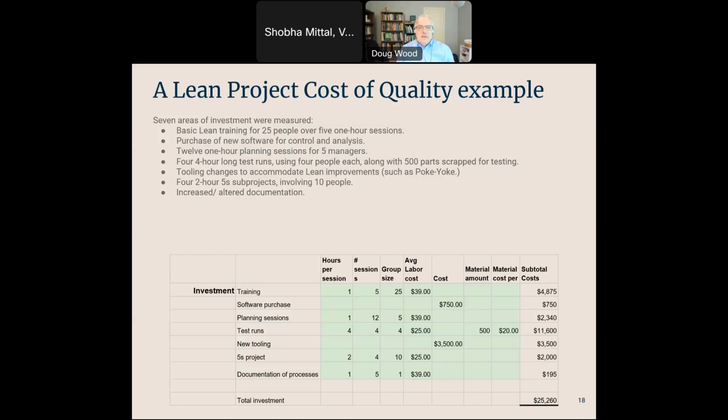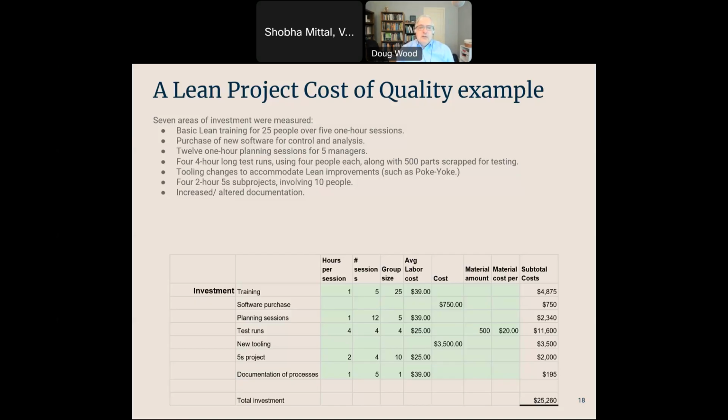Then we had to do some test runs. 4 half-day test runs. There were 4 people involved in each test. And we had to scrap 500 parts for each of these tests, for these 4 test runs total. So the testing cost us $11,000.